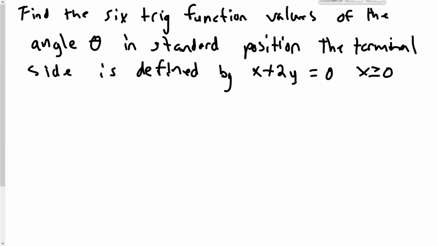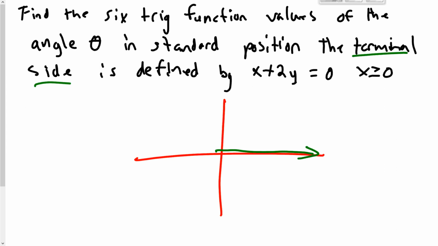So we need an x and y, right? So we have some standard position. We have this angle opening up. Here's our terminal side, our ending side. Our terminal side is actually defined by this equation, and then our x has to be greater than 0. So what you can do is just pick an x greater than 0, say 1, plug it into your equation here, and solve for y.